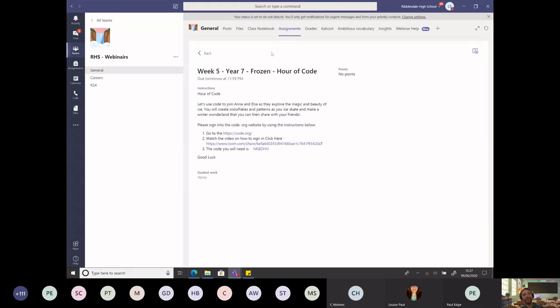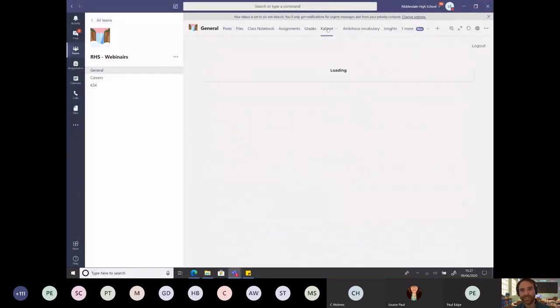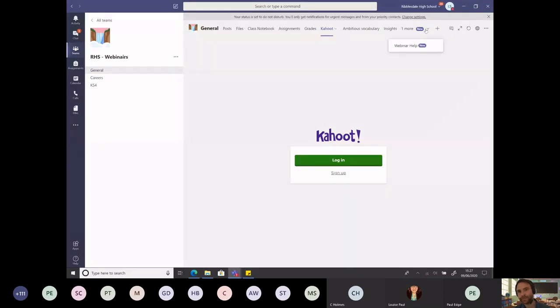Now just one more thing when it comes to Teams, which I think is a very powerful tool, especially with engagement. There is an option, and you can probably see this at the very top here. We have an awful lot of different bits and pieces. I'm sure Kahoot is one that a lot of staff know and understand. So you can click on Kahoot, but I'll just show you how this works. Up here at the top we have add a tab.